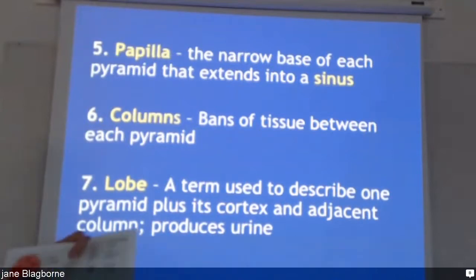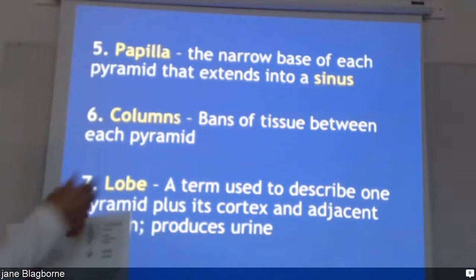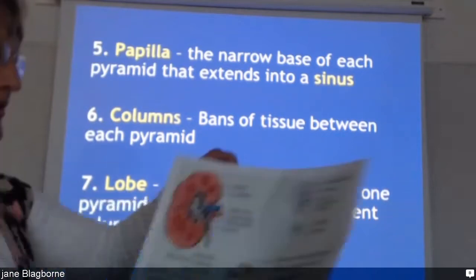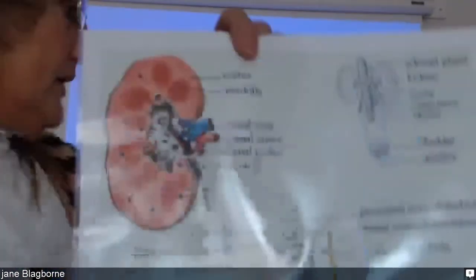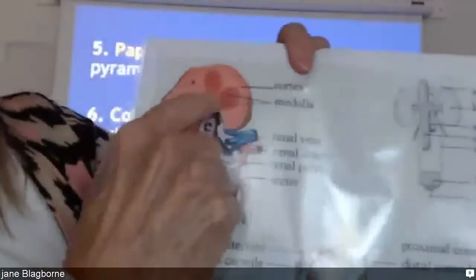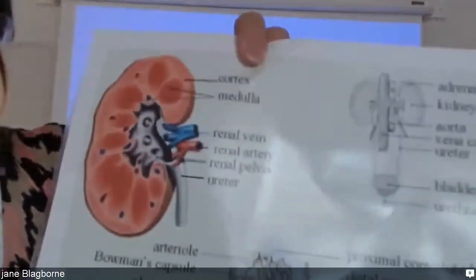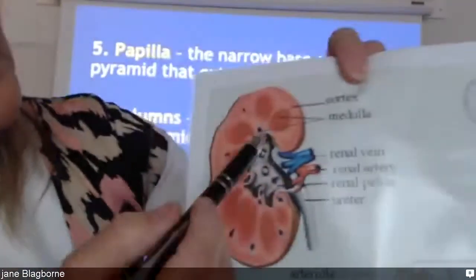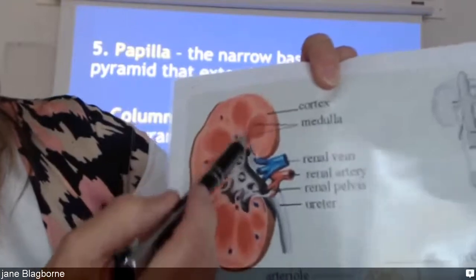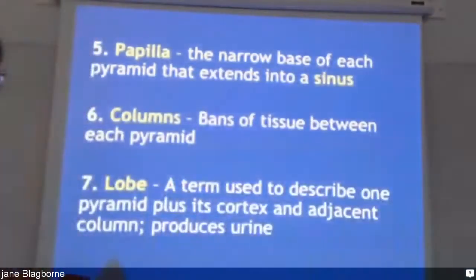So the papilla is this little narrow base of a little triangle. And it's this area right here that's the base of the triangle coming down here. So right in here, this area right here at the base of these little triangles. The columns are bands of tissue between the pyramids and they're for support, of course. That makes sense.